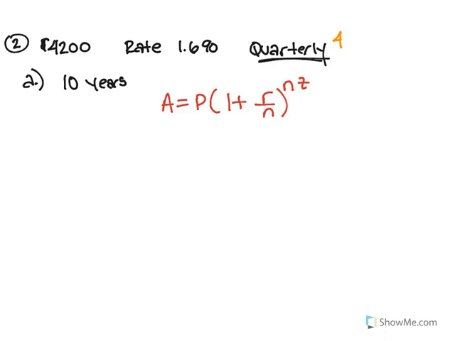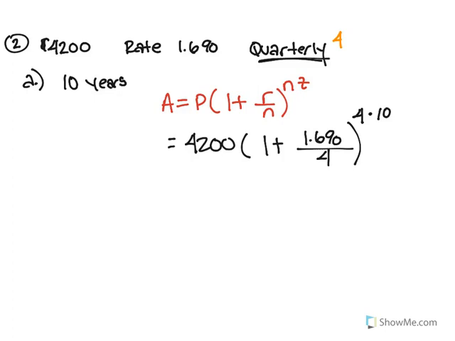So, if we do our plug-in, 4,200, 1 plus 1.6% over 4, and we're going to raise it to 4 times 10, which 4 times 10 we know is what? 40. So that's the exponent you're using, 40. 4,200 parentheses 1 plus 1.6% divided by 4, close the parentheses, top hat 40.